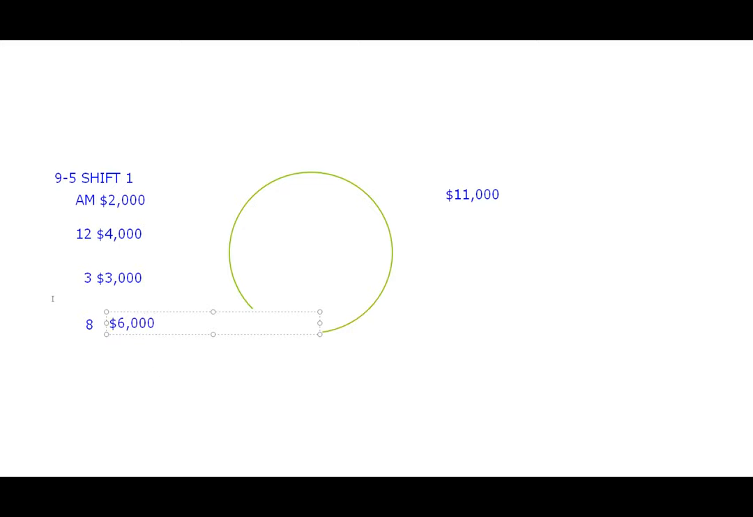Who's going to know? Because this is the guy who's working the five to one shift. Does the 5 to 1 shift know anything? The 9 to 5 shift knows I bought $9,000 worth of pot. The 5 to 1 shift knows I bought $6,000 worth of pot. So, did they file a report? No, they didn't know any better.